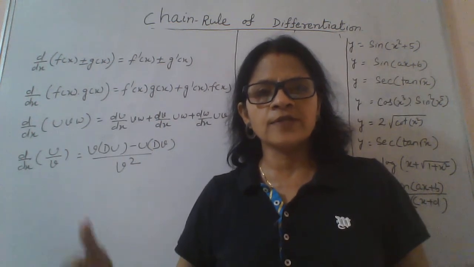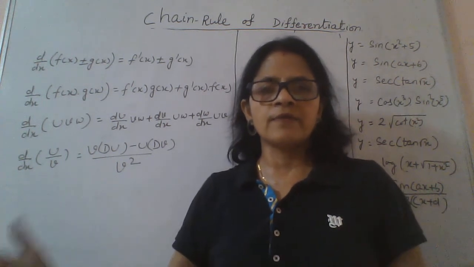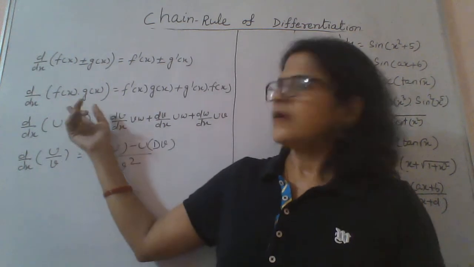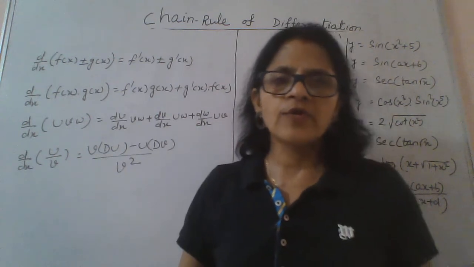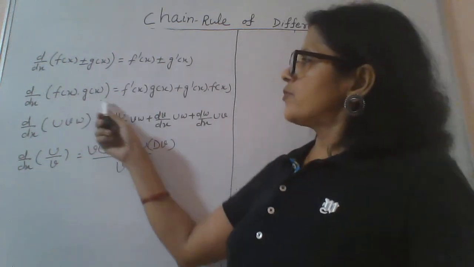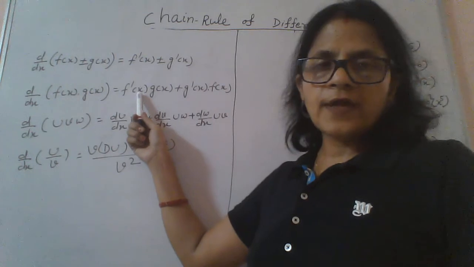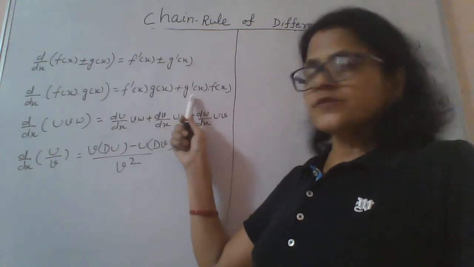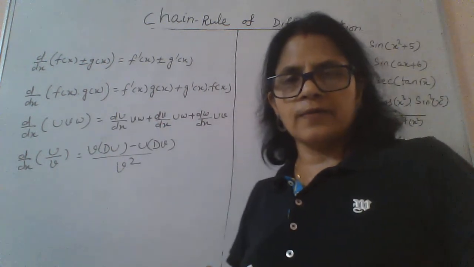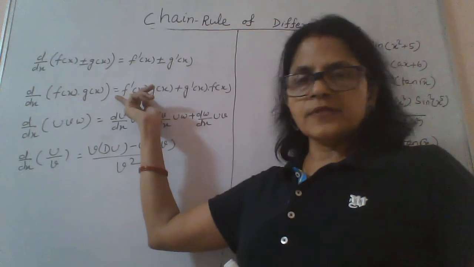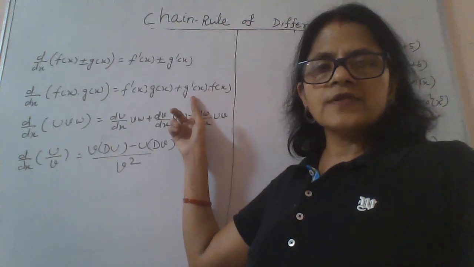If you have f(x), g(x), h(x), the derivative of the sum equals the sum of derivatives. To differentiate the product of two functions f(x) into g(x), we apply the product rule. The product rule goes like this: d/dx of f(x) into g(x) equals f'(x) into g(x) plus g'(x) into f(x). It means we differentiate one function at a time: the derivative of f(x) with g(x) free, plus the derivative of g(x) with f(x) free.